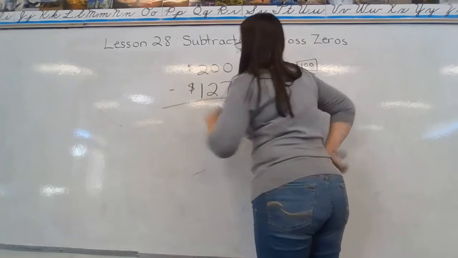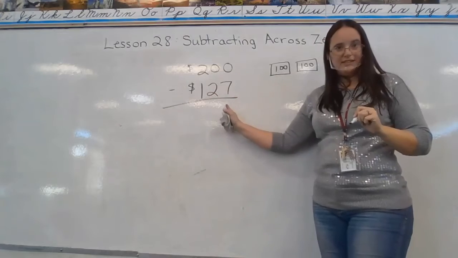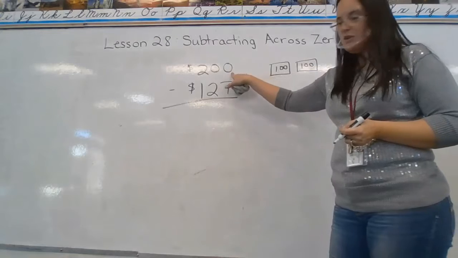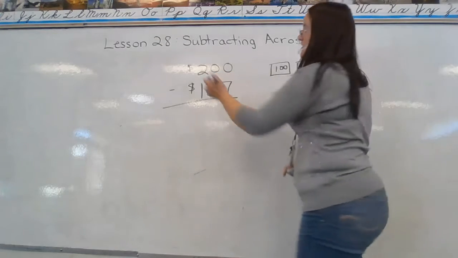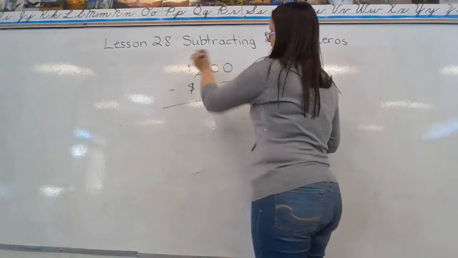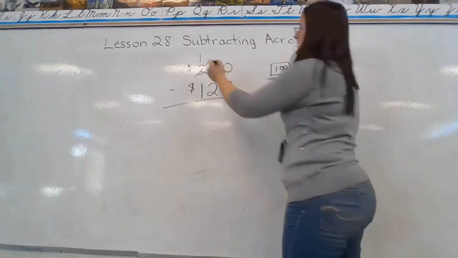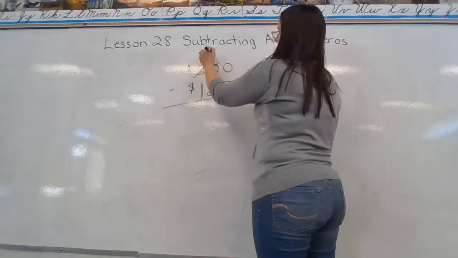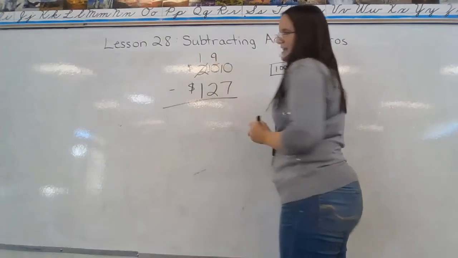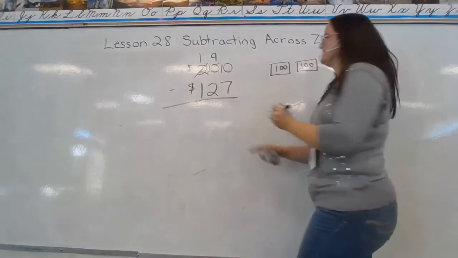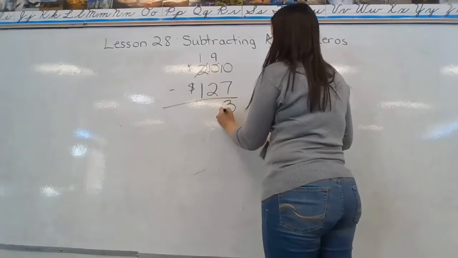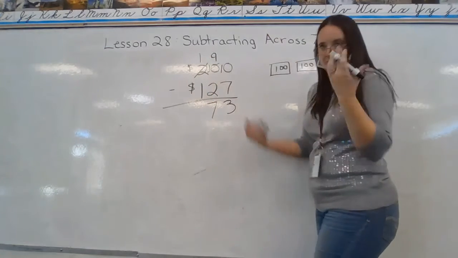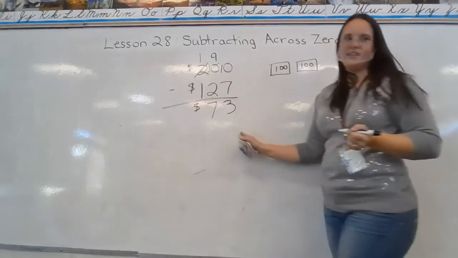Okay. All right, so 200 minus the grocery bill. How much change does she get back? She doesn't have any ones. She doesn't have any tens. She has to borrow from the 100. She's going to trade it in for 10 tens. And then she's going to borrow from the tens to trade it in for 10 ones. 10 minus 7 gives us 3. 9 minus 2 gives us 7. And 1 minus 1? 0. Nothing. So she has $73.